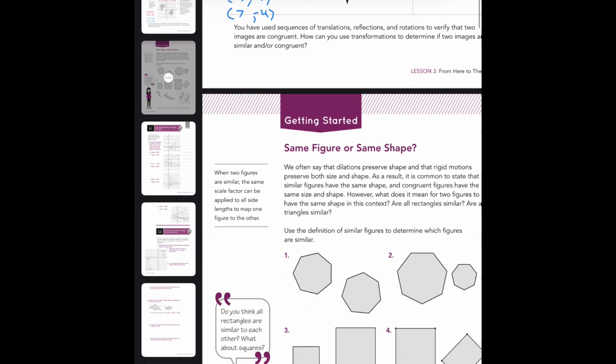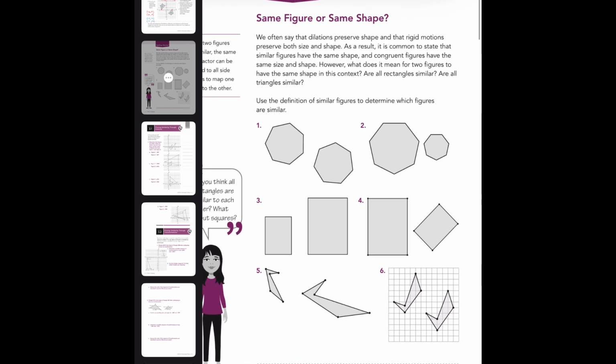All right, moving on to the next page where it says getting started. Just looking at comparing similar figures or congruent figures. It says often we say the dilations preserve shape and rigid motion preserves both size and shape. So remember, congruent, we're preserving size and shape. Angle measures and side lengths stay the same. The difference with similar is that we maintain the angle measures, which maintains the shape, but the size changes.